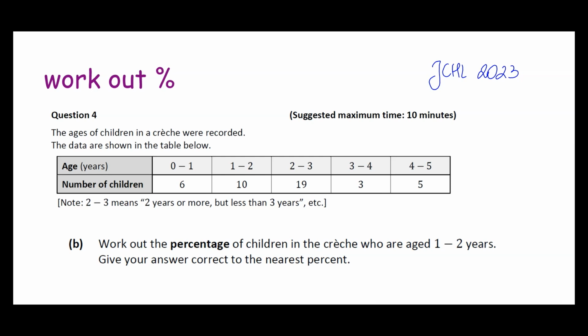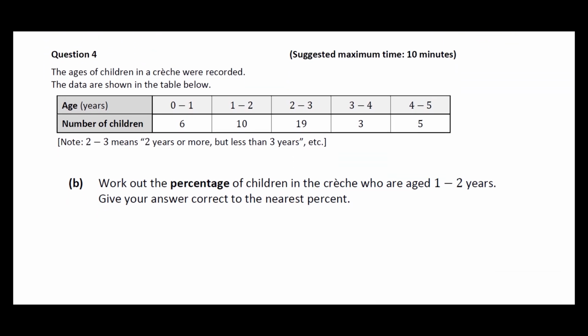Very often in our exam, we have to work out percentage. So let's see how we do that. In this question, it's about children that are in crash. They are giving us data about the age of the children and how many children are in that particular age bracket. So we have to work out the percentage of children in the crash who are aged 1 and 2 years. Give your answer correct to the nearest percent.